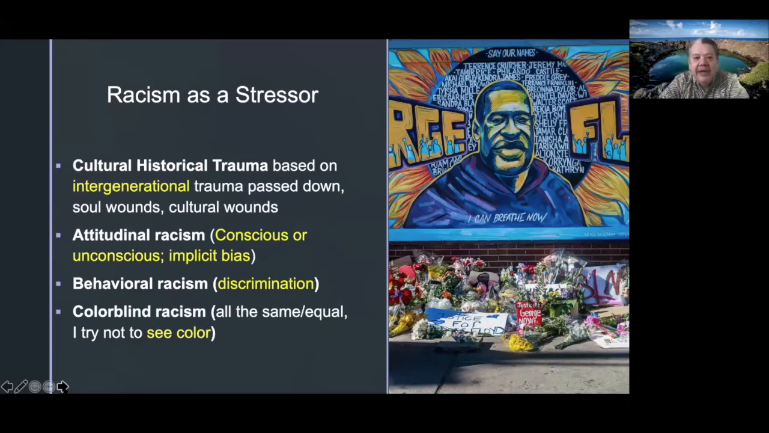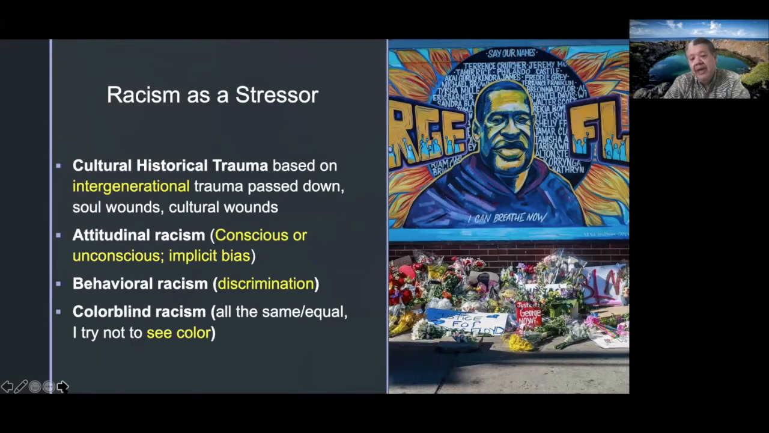This is modern day contemporary trauma, and it's derived from this cultural historical trauma that's also been passed down intergenerationally to us. Some people have called them soul wounds, others have called them cultural wounds, but there are wounds that exist within our community that have evolved and have changed and now exert themselves in much more different and contemporary ways, like the colorblindness, like the implicit bias that we see.